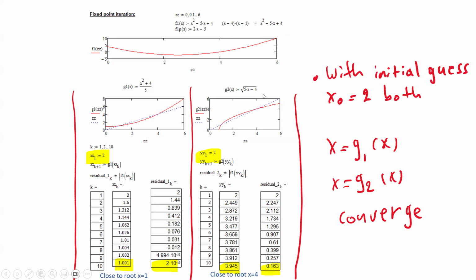For the second rearrangement with an initial guess of 2, with each iteration, the value of x approaches the other root of the functions. As you can see, after 10 iterations, the value of x is 3.945, which is close to the root 4.